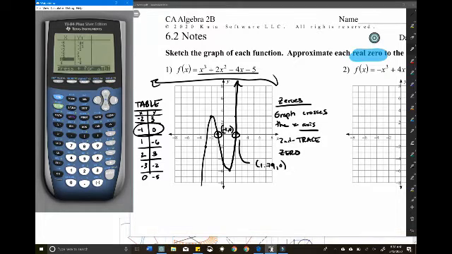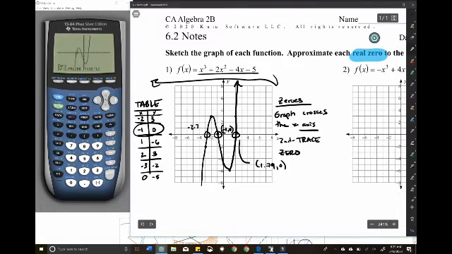And let's try and find the third one. Whoops, second trace. 0 to the left. And to the right. Okay, and negative 2.79, comma 0 is this one.